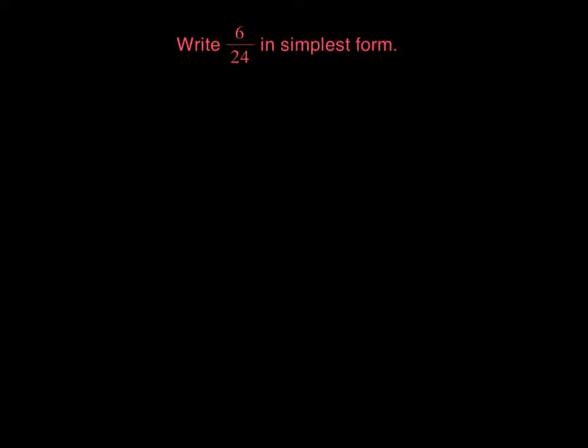If I'm asked to write a fraction in simplest form, like I am here, so I have 6/24. To get this fraction in simplest form, what I want to do is find common factors that I can divide both the numerator and the denominator by. So a common factor in both 6 and 24 would be 2. So I can divide each of these by 2. And when I do that, I am left with 6 divided by 2 is 3, and 24 divided by 2 is 12. And now, are there any other common factors?